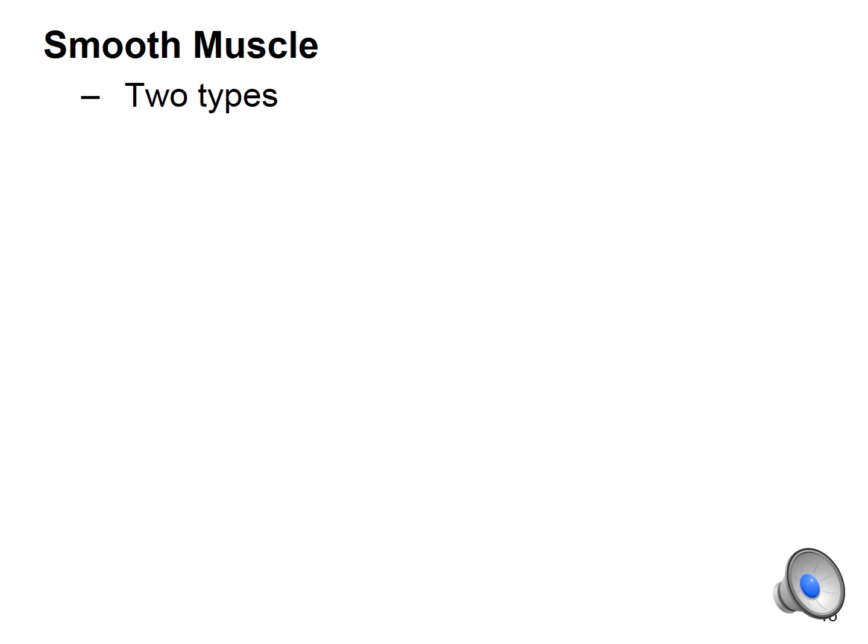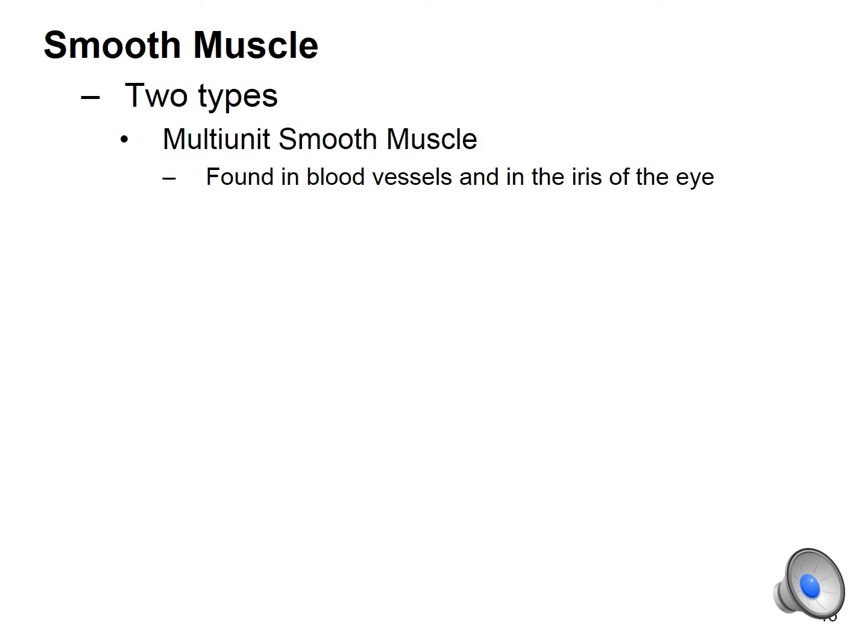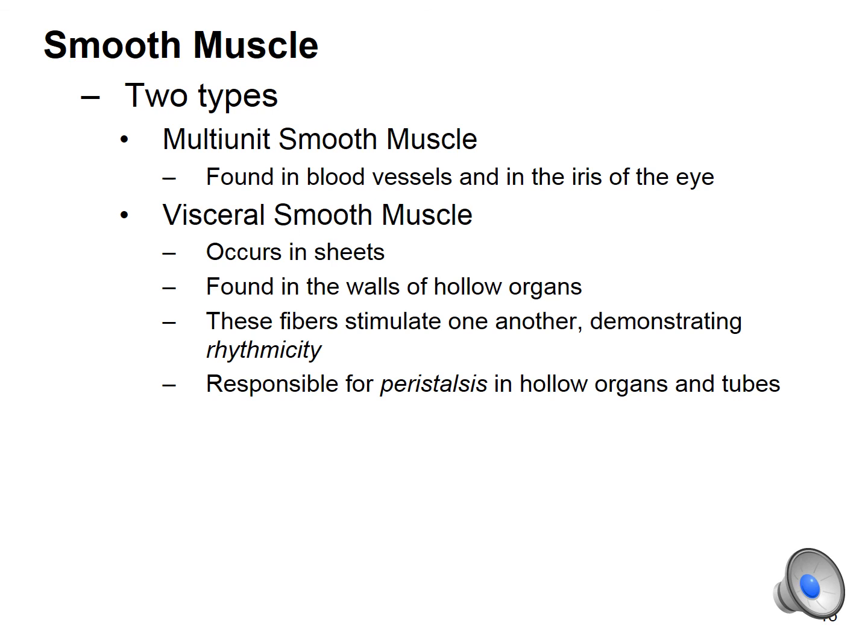Okay, so now we're just going to touch briefly upon smooth muscle and cardiac muscle before we finish up this PowerPoint. With smooth muscle, there's two types: multi-unit smooth muscle and visceral smooth muscle. Visceral smooth muscle is found mostly in hollow organs, whereas multi-unit smooth muscle is found in blood vessels and in the iris of the eye.